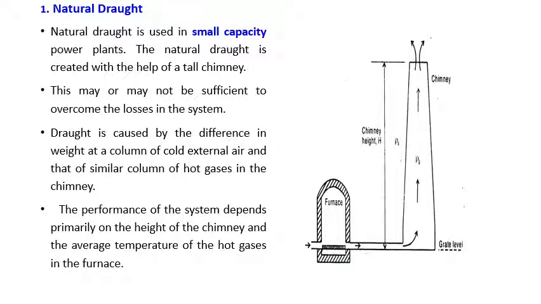So the performance of the system depends primarily on the height of the chimney and the average temperature of the hot gases. If it is flue gases, what composition it has and what temperature it contains plays a very important role in natural draught. When the mass flow rate is more, surely I may get the flow, but it may not be sufficient to meet the PCB norms.